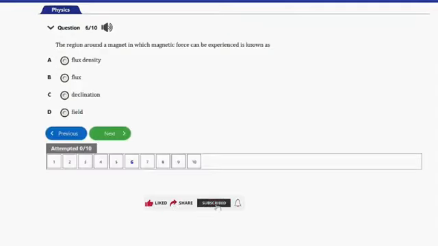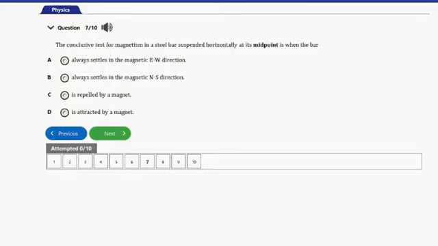So that's question number 6 here. It says, the region around a magnet in which magnetic force can be experienced is A, flux density, B, flux, C, declination, D, field. So guys, obviously the answer to this question is option D, and that's field. So let's go ahead and consider the next question, guys. So the next question here is question number 7.